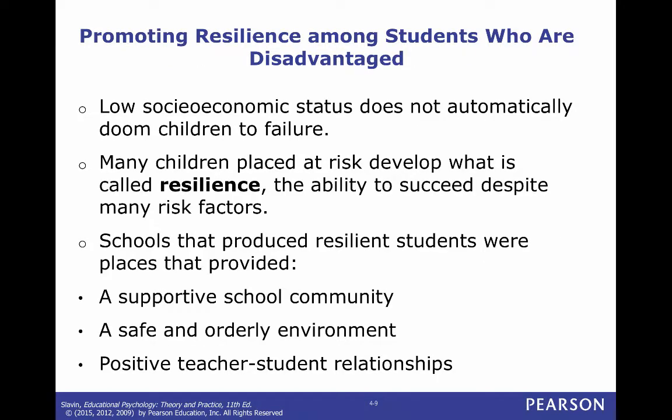But regardless of what happens in some of the schools, we have children that are called resilient children. They make it out of there and they make something of themselves regardless of that. And then there's also complete schools that are just resilient schools. So low socioeconomic status does not automatically doom children to failure. Many children placed at risk develop what is called resiliency or resilience, and that's the ability to succeed despite the many risk factors.